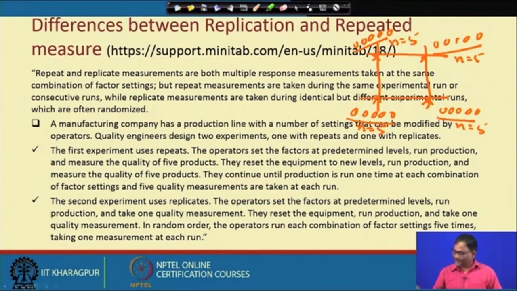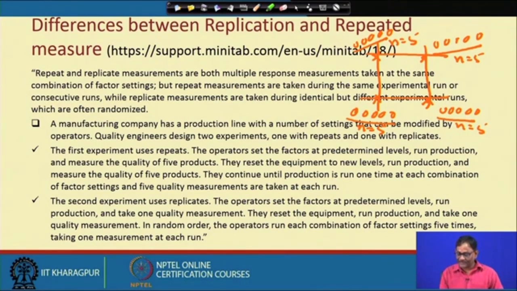Here is one example. A manufacturing company has a production line with a number of settings that can be modified by the operator. A quality engineer designed 2 experiments, one with repeats and another with replications. What is the first one, repeat? The operator sets the factors at predetermined levels, like here 80, 90 and 170, 180, runs production and measures the quality of 5 different products at a particular setting. They reset the equipment to a new level, run production again and take 5 products for quality values. They continue until the production is run at each combination, all four completed. That is repeat measurement.